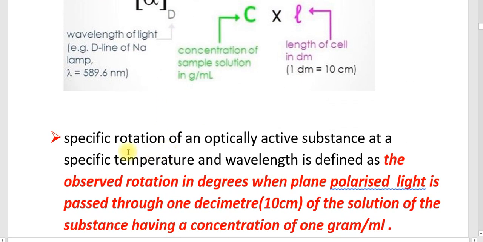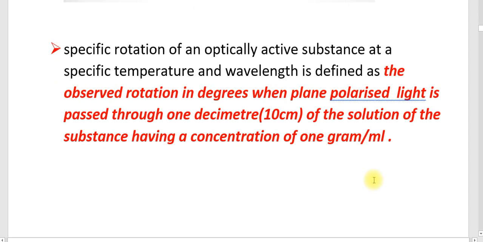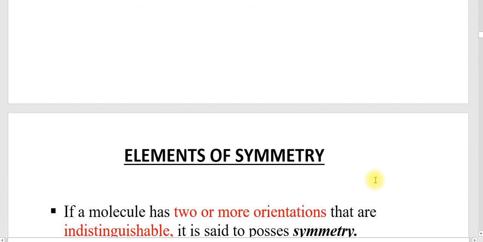The specific rotation of an optically active substance at a specific temperature and wavelength is defined as the observed rotation in degrees when plane polarized light is passed through 1 decimeter of the solution of the substance having a concentration of 1 gram per milliliter. So that is called the specific rotation.